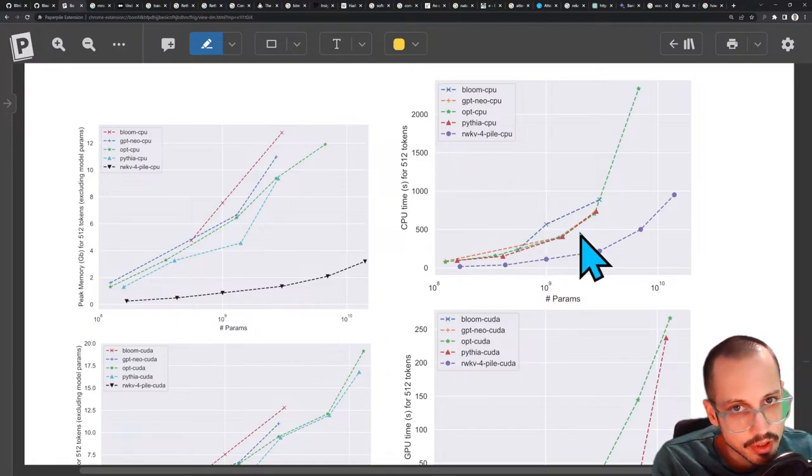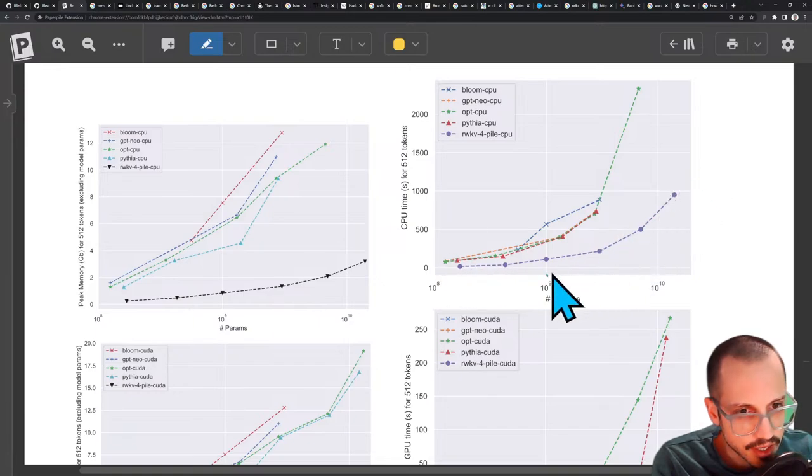CPU time. OPT CPU, Pythia CPU, RWKV-4 Pile CPU. This is kind of weird. Why is this not linear? This is quadratic. Right here, RWKV-4.